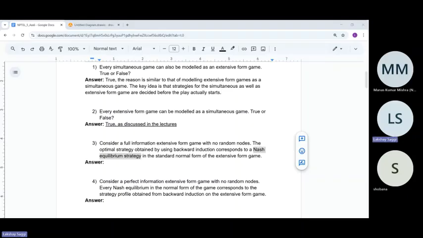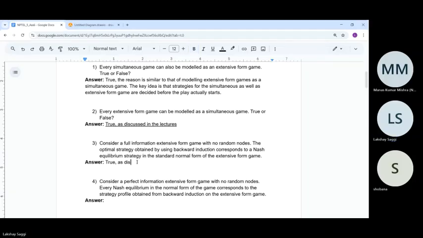Okay, so in that case, what do you think? This is the rationality based one, where you try to maximize at every step. So this is the strategy obtained when you try to maximize at every step, the optimal strategy obtained by backward induction. Does the optimal strategy by backward induction correspond to a Nash equilibrium strategy? Yes, exactly. So the statement is true. Good job, Manas.